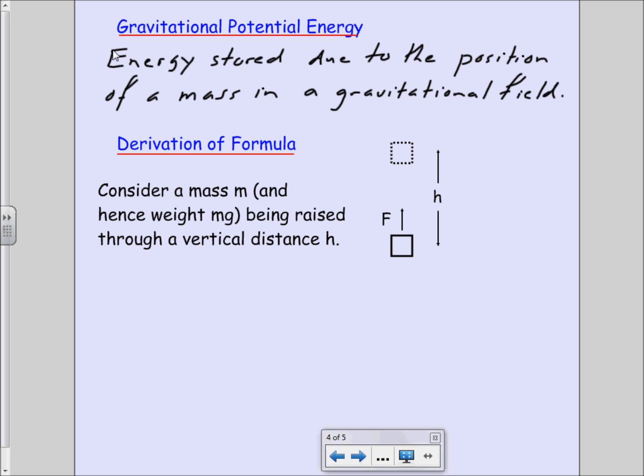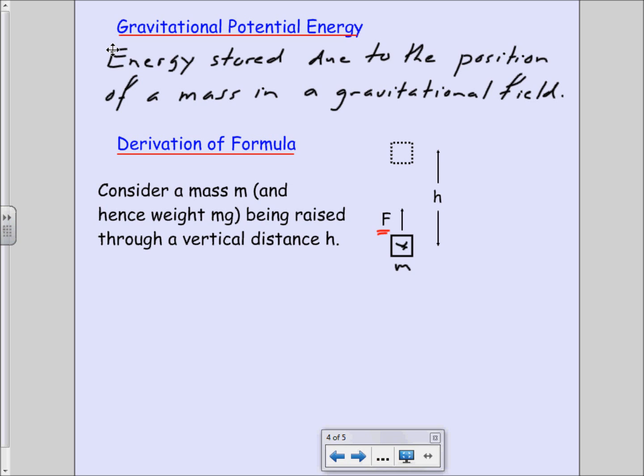And again, we have our formula, which you are, I think, familiar with, mgh. Well, you need to be able to derive that formula. So we've got here a mass little m, and since it's got mass m, it's going to have weight mg. Now, if I want to hold this mass steady, I would have to apply a force F, this force here, equal to the weight. And if I want to move that mass at a constant velocity upwards in that gravitational field, again, if it's constant velocity, I would have to be applying a force equal to its weight.